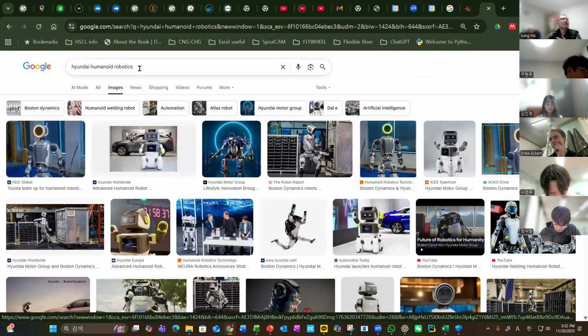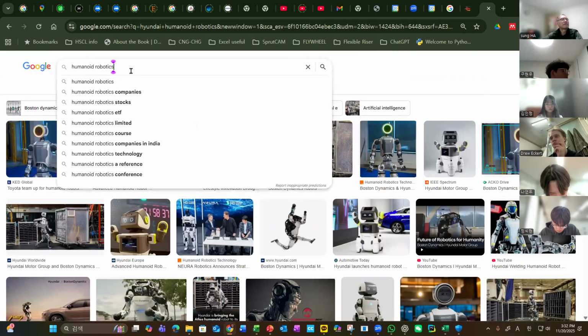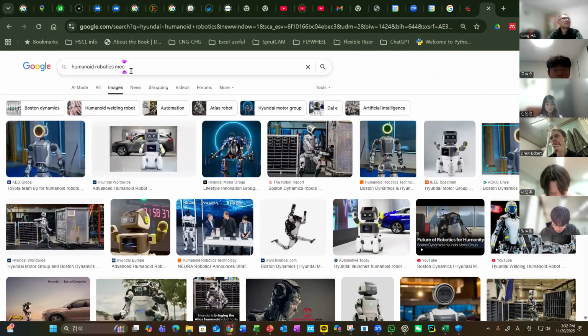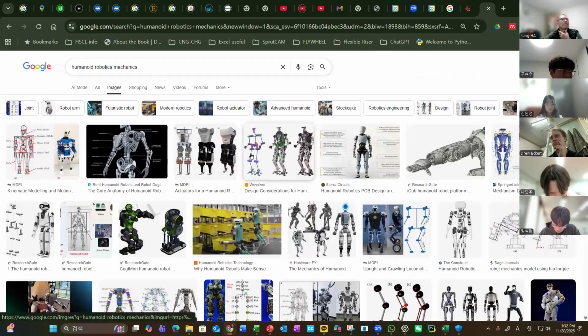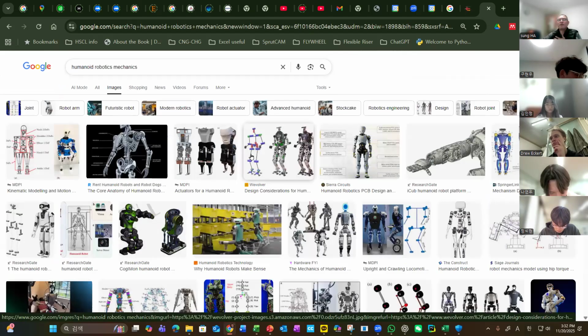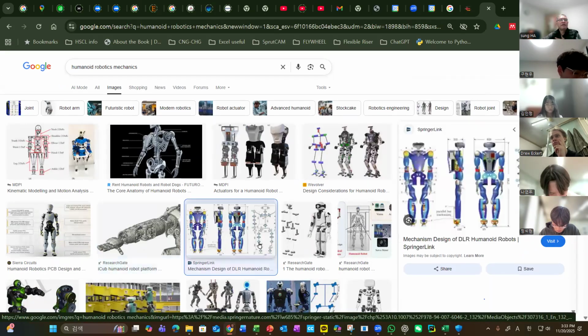Now, when we design robotics, there is lots of mechanics. We are dealing with solid mechanics. We need to understand all kinds of equilibrium and then force and body.